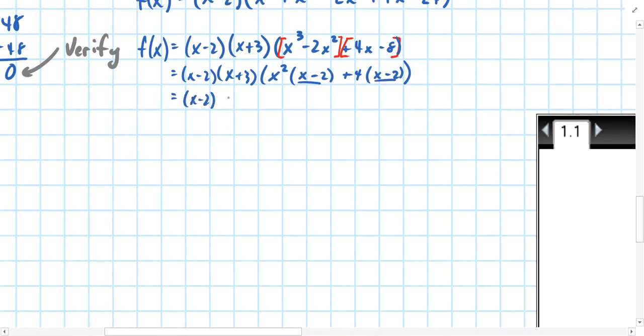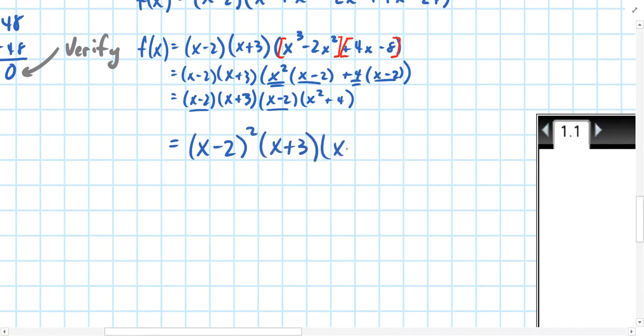And so that allows me to factor this polynomial by grouping, by indicating that the common factor here, x minus 2, ends up multiplying by the coefficients that remain, x squared plus 4. And as it turns out, this x minus 2 is a duplicate of another factor from before, so it does indicate that we have multiplicity. We have x minus 2 squared times x plus 3 times x squared plus 4.